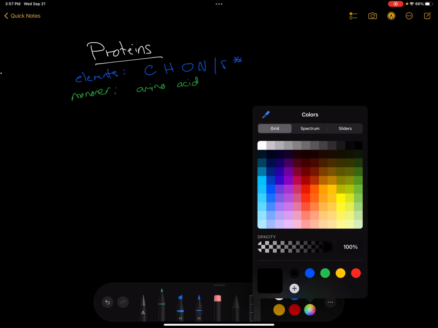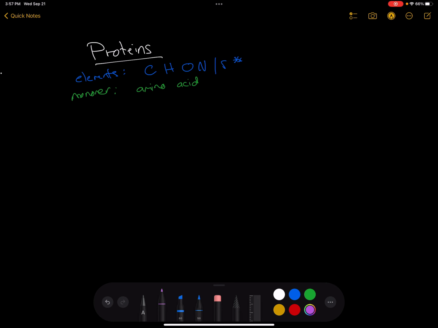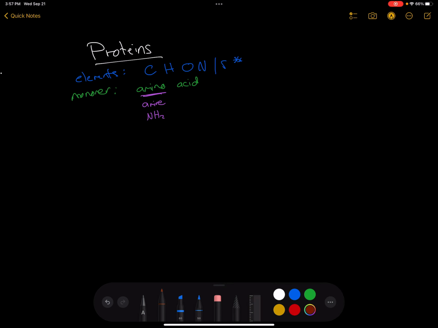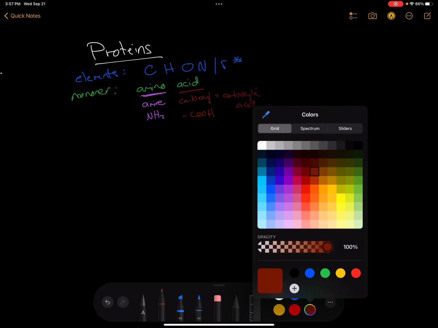And now that I know it's an amino acid, we can use our functional group knowledge to start to build this thing. Amino, so think of your functional groups. The functional group for amino is amine, and amine is NH2, versus my acid part. We only had one functional group that was acidic, and that was carboxyl or carboxylic acid, and that is COO or COOH. So now all I have to do is build this amino acid.